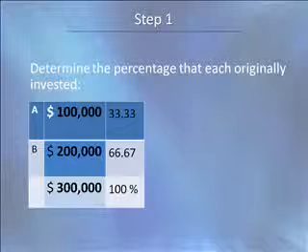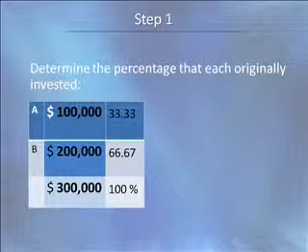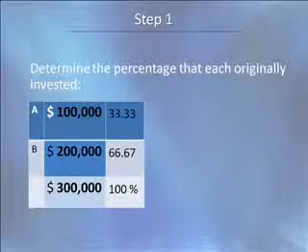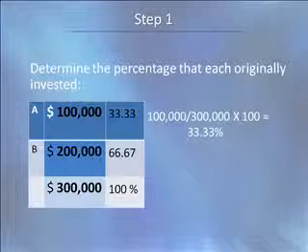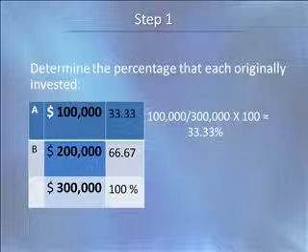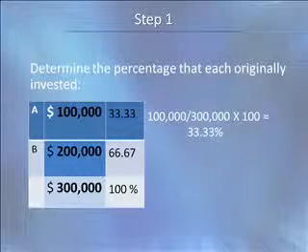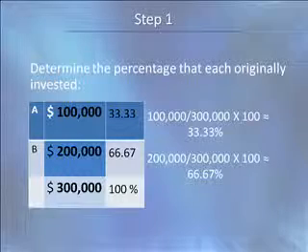The total investment was $300,000. We now need to determine the percentage invested by each friend. This can be worked by using the fractions of 1/3 and 2/3, or we can take the $100,000 invested by friend A divided by the total $300,000, multiply by 100, and round this to be 33.33%. We do the same thing with the $200,000 invested by friend B, and that rounds to be 66.67%.